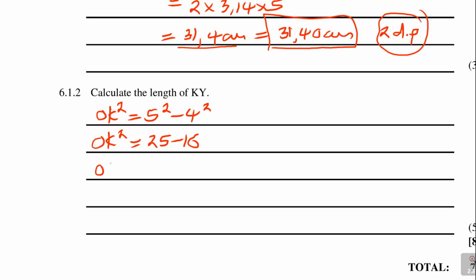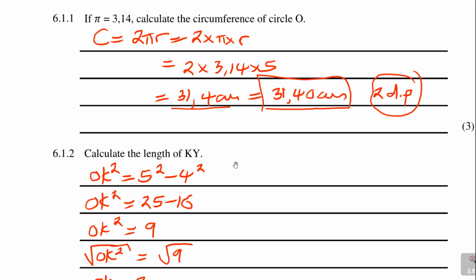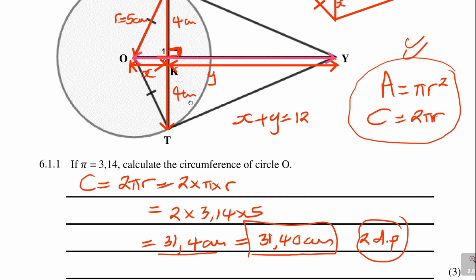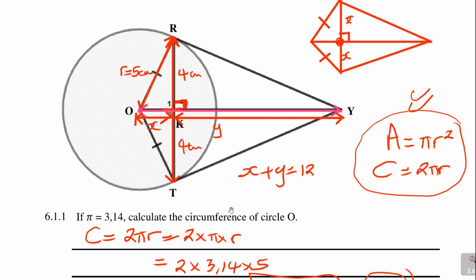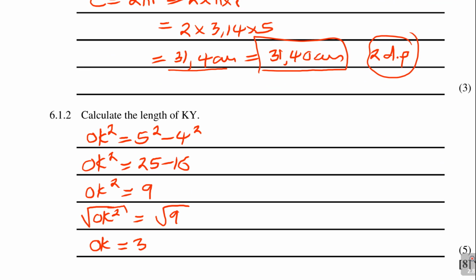And then OK squared is equal to 25 minus 16, which is 9. How do you get OK? Then you square root here, OK squared. You see that? You square root, it is equal to the square root of 9. So what is OK? OK is equal to the square root of 9, which is 3. But don't forget what you're dealing with. You are dealing with centimeters, so it's 3 centimeters.